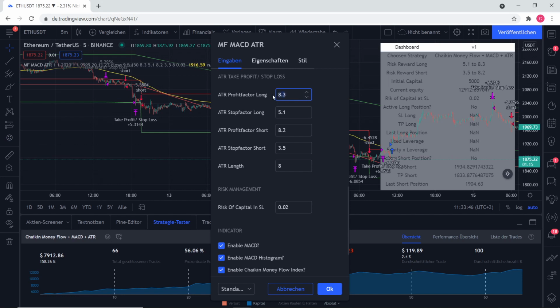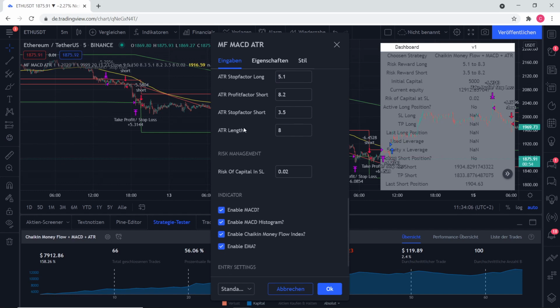For the ATR profit factor, the ATR value at the time of the buy is taken and multiplied by the factor selected here. So, with an ATR value of 5, our take profit would be about $40. The same is done with the stop loss. At risk of capital you can set your risk range. 0.02 corresponds to 2%. You will lose 2% of your total capital as soon as the stop loss is reached.